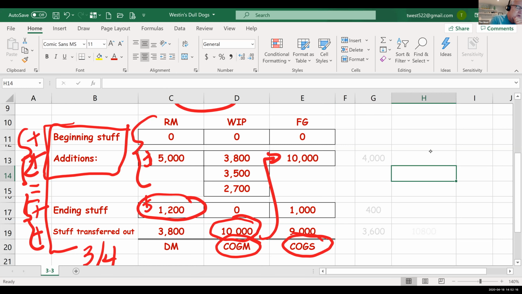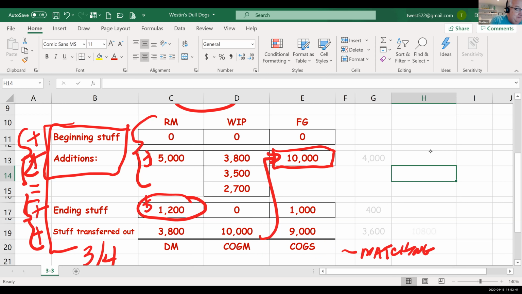Once that came in here, the question is, what did we actually sell? Because we need to think about matching the cost with the revenue that we're generating. And so the cost of goods sold is the 9,000. Now, be careful, because the cost of goods manufactured is not the same thing as the cost of goods sold because of inventory effects. All right?